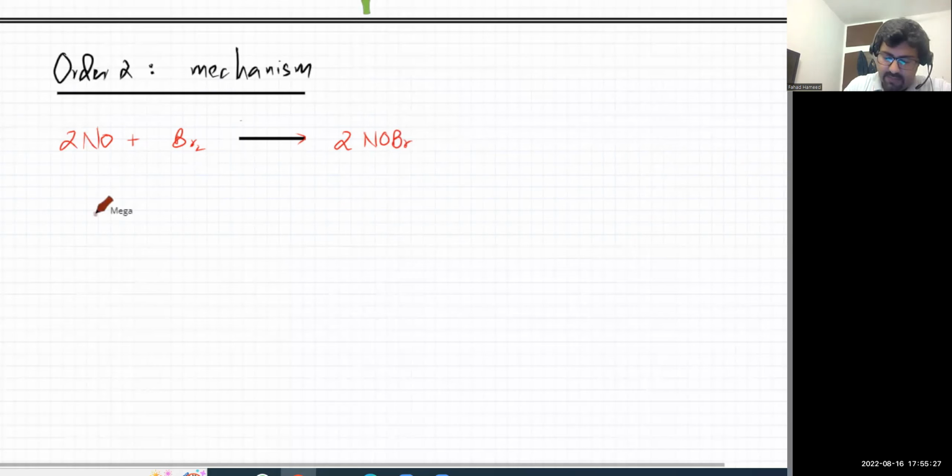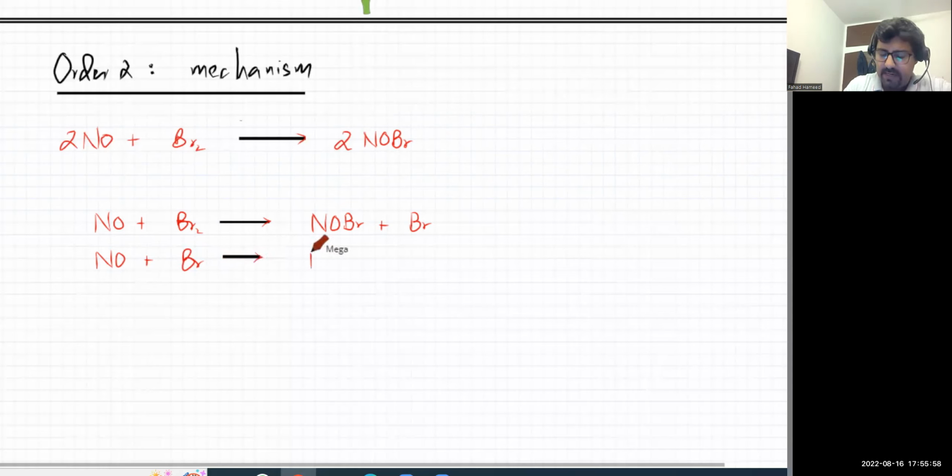The NO went on to react with Br2, and when it did, it would produce NOBr and a bromine atom or radical. And then in the next step, another NO will come in, and it will react with the bromine atom, and it will produce the second NOBr. ठीक है, ये मैंने कल किया था.